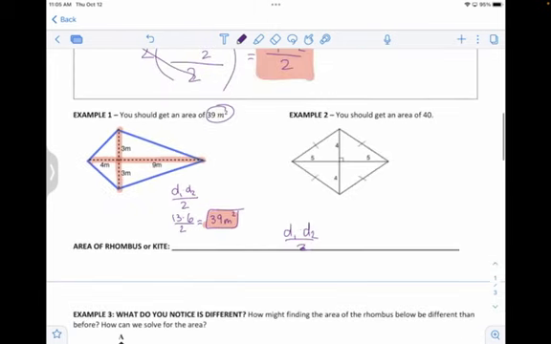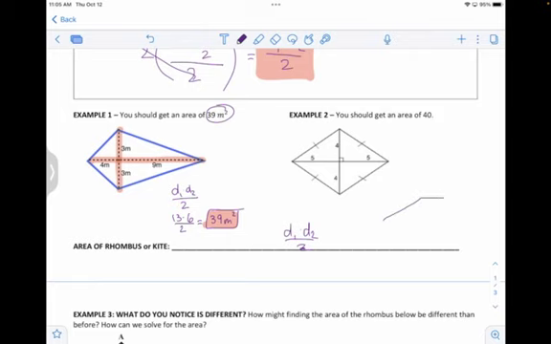Okay, I have a question for you. Do you think you can tell the difference between a kite and a parallelogram? Yes. How do we tell the difference between a kite and a parallelogram? Kites are more pointy. Yeah.